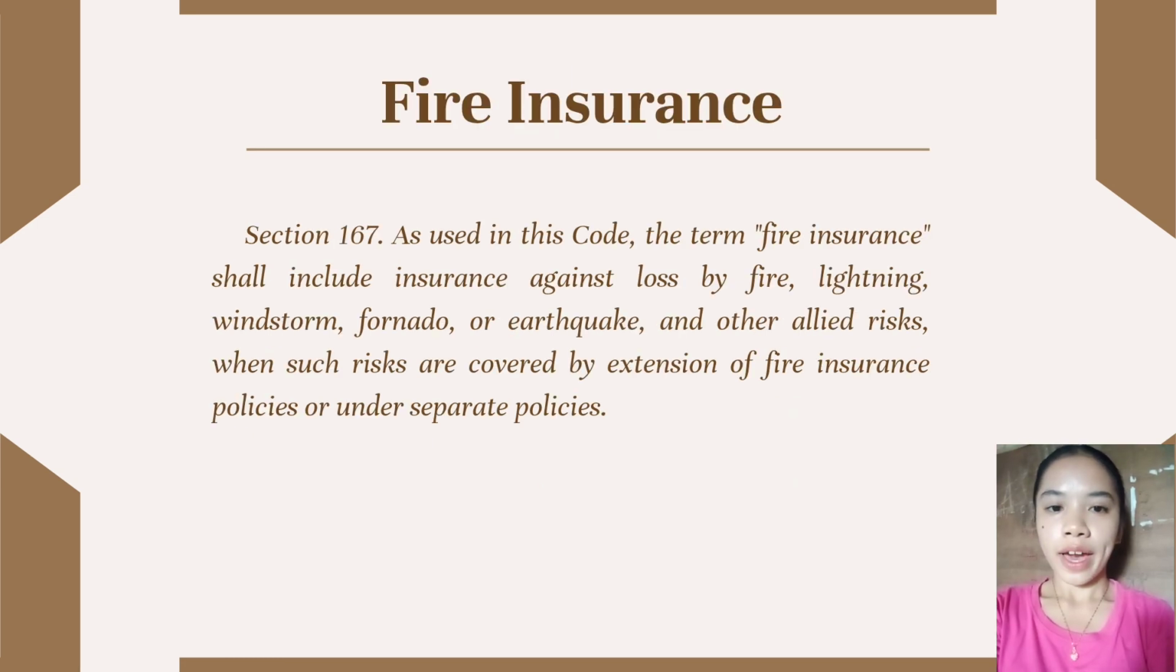So next law is fire insurance. According to Section 167, as used in this code, the term fire insurance shall include insurance against loss by fire, lightning, windstorm, tornado, or earthquake, and other allied risks when such risks are covered by extension of fire insurance policies or under separate policies. So fire insurance is a contract of indemnity against hostile fires, with the insurer determining the actual loss. In a valid policy, the valuation is conclusive between parties.